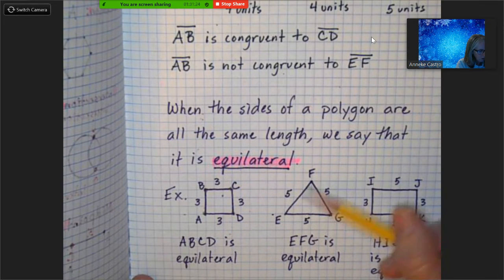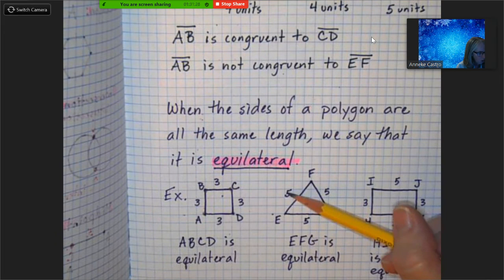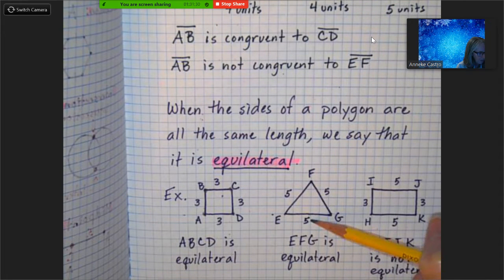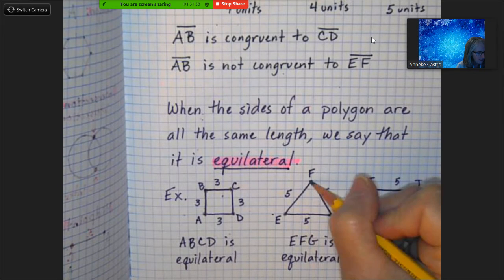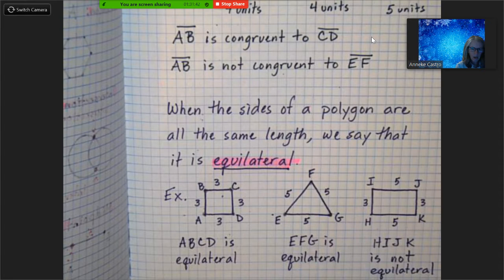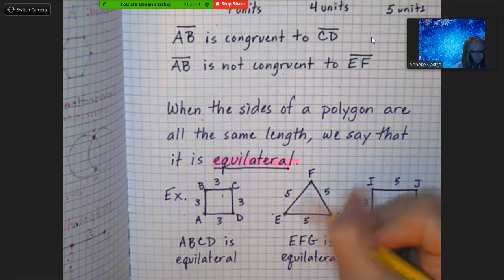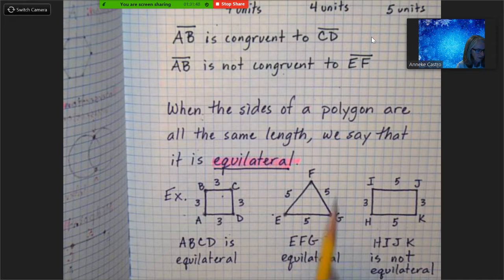This triangle is equilateral because all the sides are the same. And the name of the triangle is EFG. We use the points that are connected to name the triangle. So point E, point F, point G is the name of this triangle.